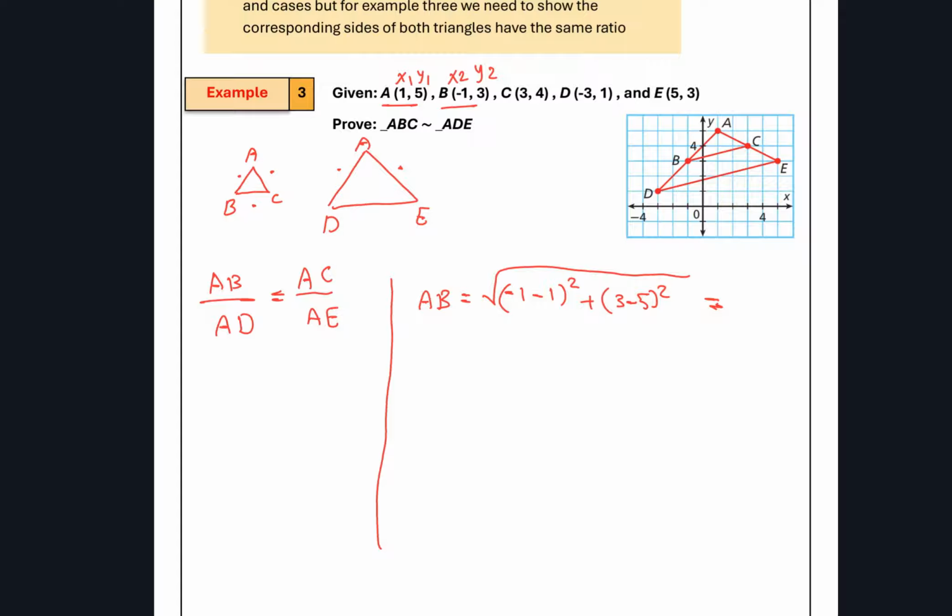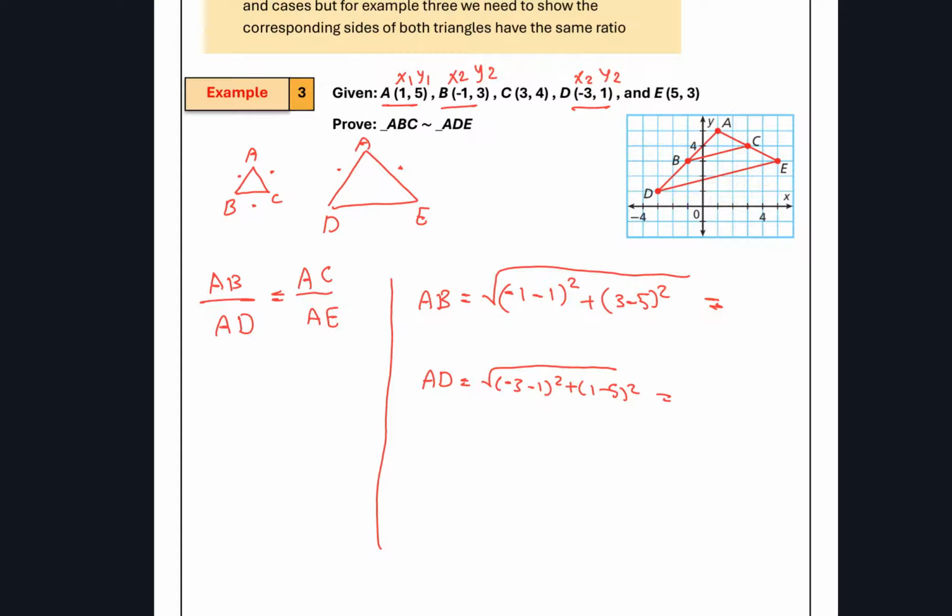Second one, students, we have AD. AD equals how much? From A to D, this is point D. Again, A let's be x1, y1, D let's be x2, y2. So negative 3 minus 1 squared plus 1 minus 5 squared. So let's get the answer.